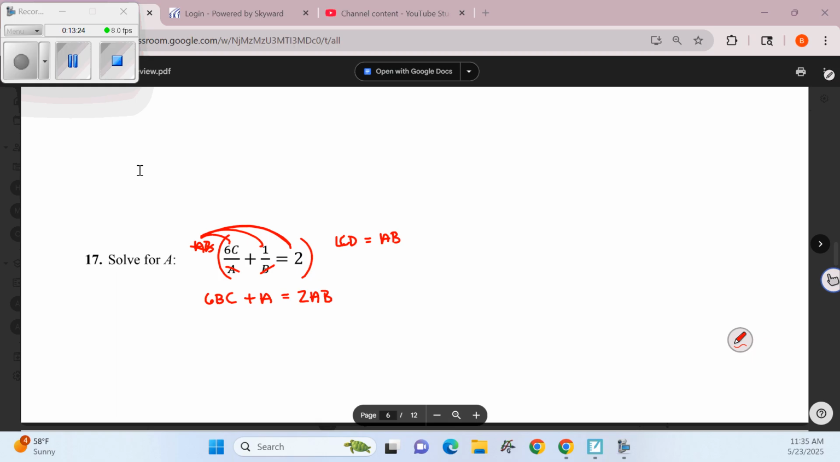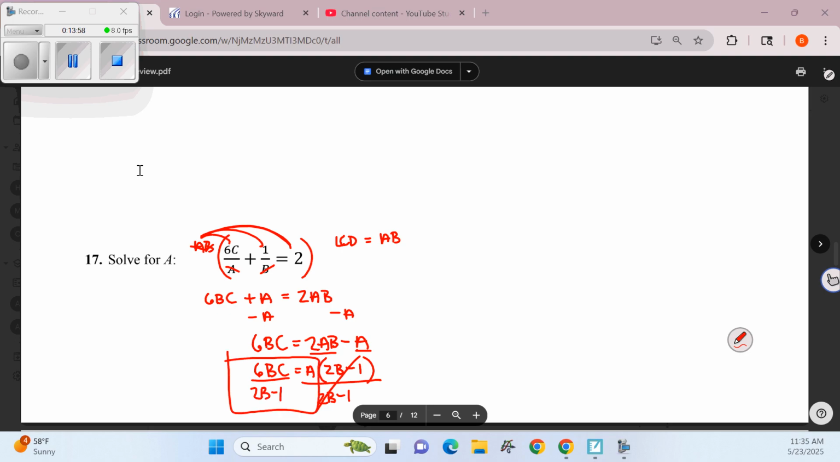Since we are solving for A, we need to get all the A's on one side. So I'm going to subtract the A over to the other side. So this is 6BC equals 2AB minus A. We have two terms on that right-hand side. Both of those terms have an A. So let's go ahead and factor out the common A. We're left with a 2B minus 1. We still have this 6BC on the left-hand side. To get A alone, we can now just divide off the 2B minus 1. And so A is equal to 6BC over 2B minus 1.